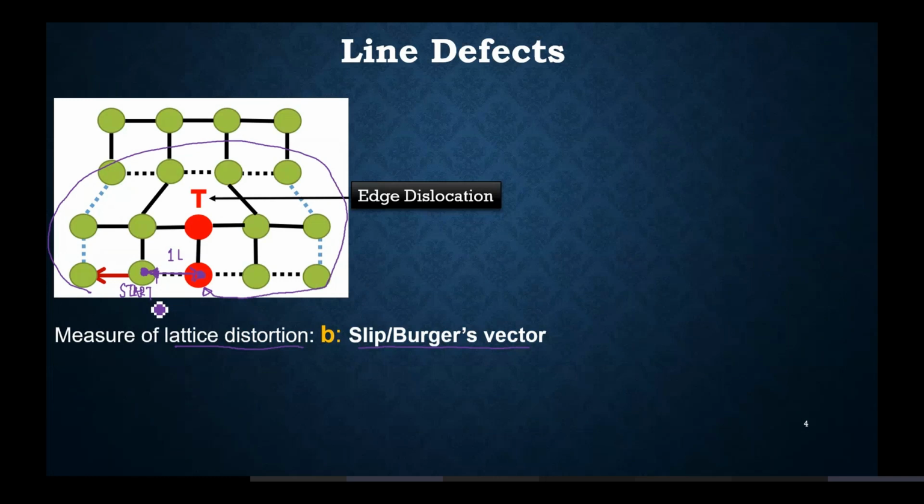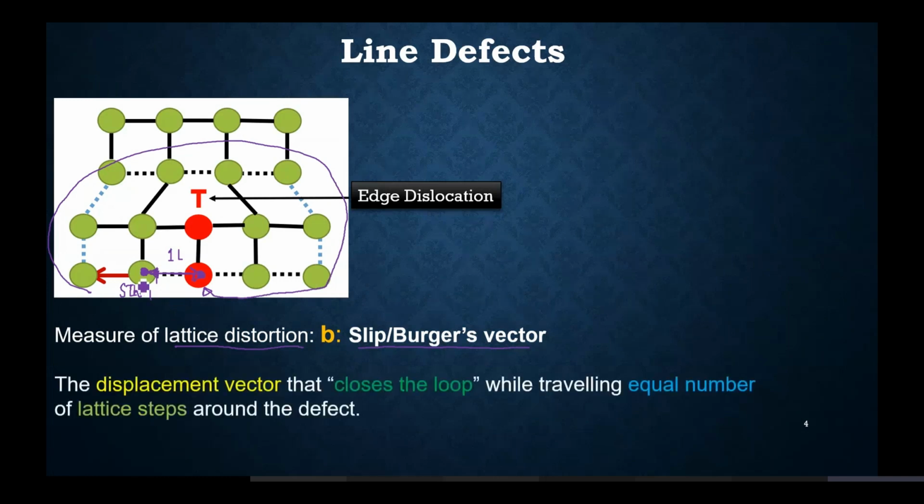All right. Now, how do you define the Burgers vector? It is the displacement vector that closes the loop while traveling an equal number of lattice steps around the defect. So this extra step is what is required to close the loop while you're moving equal steps around the defect. But you have to make sure that you're moving around the defect. It shouldn't be that you start moving from this point and the loop is already closed, but the defect was not enclosed in this movement. Clear?